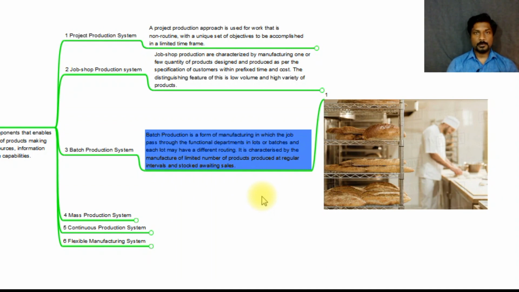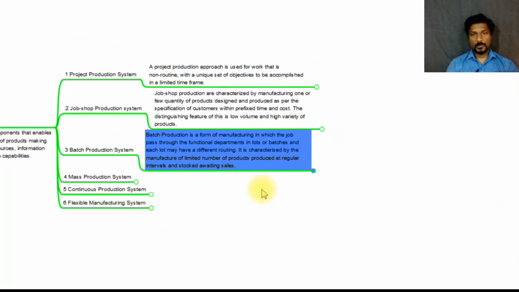In a batch production system, according to the type of product that you are producing, you can make changes in the manufacturing process. As said, you can use different departments to manufacture, and the routing process can be changed accordingly. So that is with respect to the batch production system.